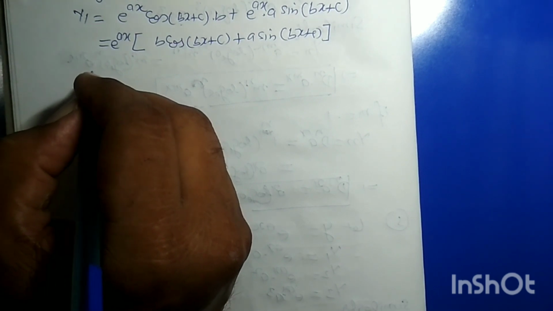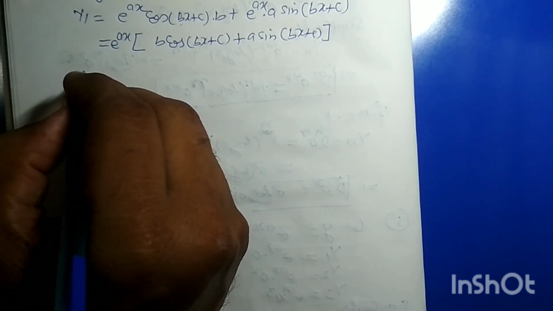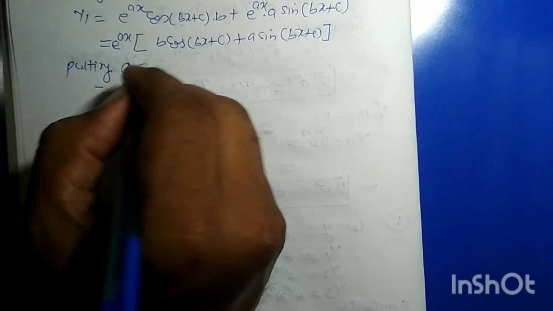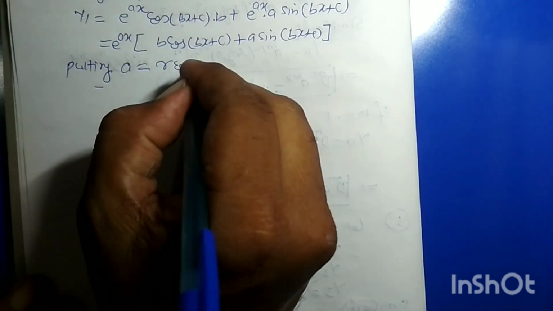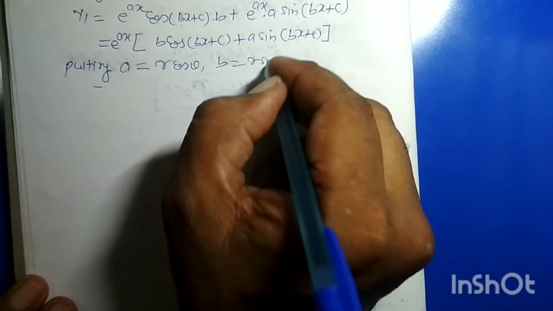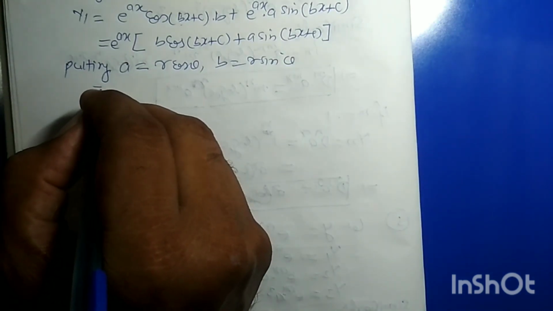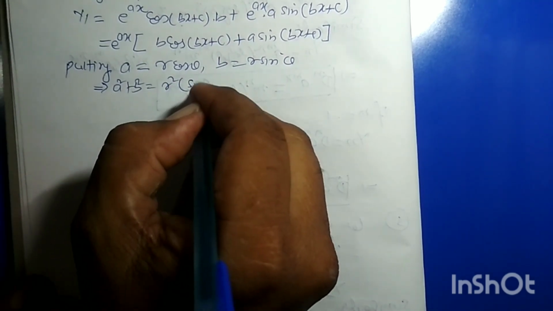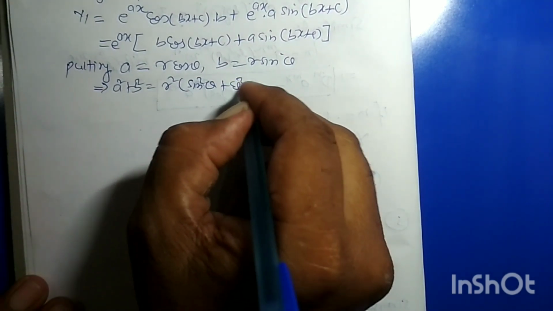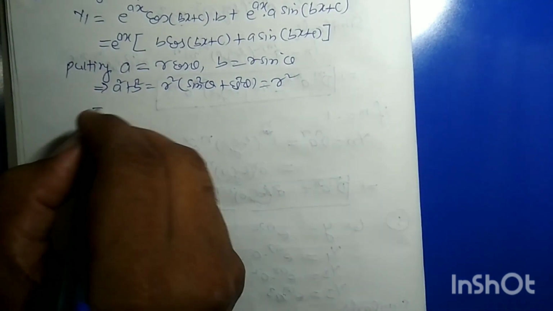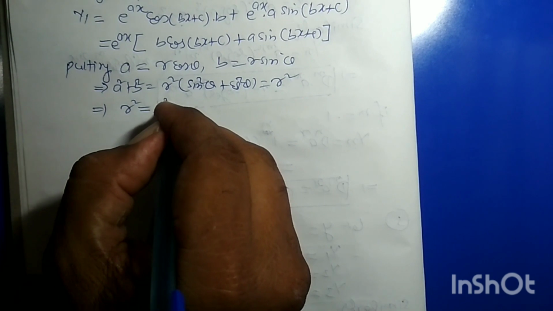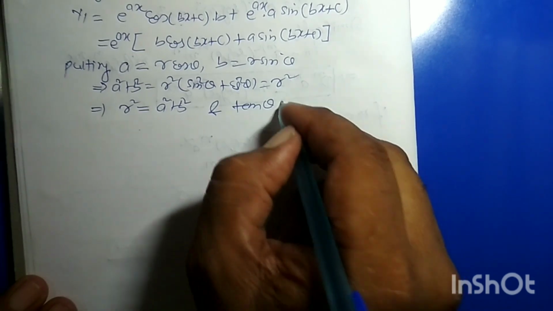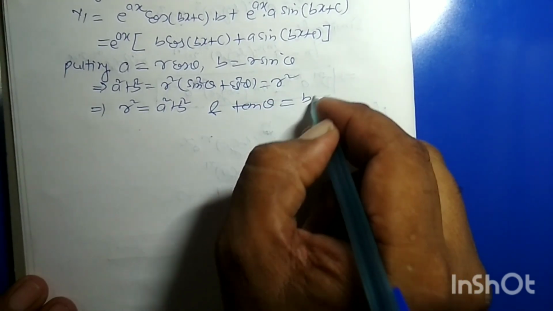Next step: putting a equal to r cos theta and b equal to r sin theta. Squaring and adding, a square plus b square is equal to r square, since sin square theta plus cos square theta is 1. Therefore r square is equal to a square plus b square, and dividing second by first, tan theta is equal to b upon a.